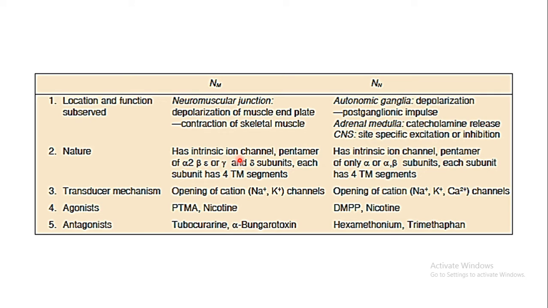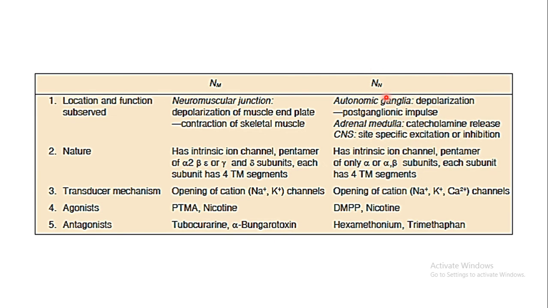Now this particular receptor is actually an ion channel. It has an intrinsic ion channel. So that ion channel itself is acting as a nicotinic receptor, that is the NM receptor. It has 5 subunits: 2 alpha, beta, epsilon or gamma, and delta subunits. That's the nature of this particular receptor. The transducer mechanism involved is opening of the ion channels, that is either sodium or potassium ion channels will open. Then the agonists include PTMA and nicotine. Nicotine is an important agonist, and the antagonists involve tubocurarine and alpha bungarotoxin.